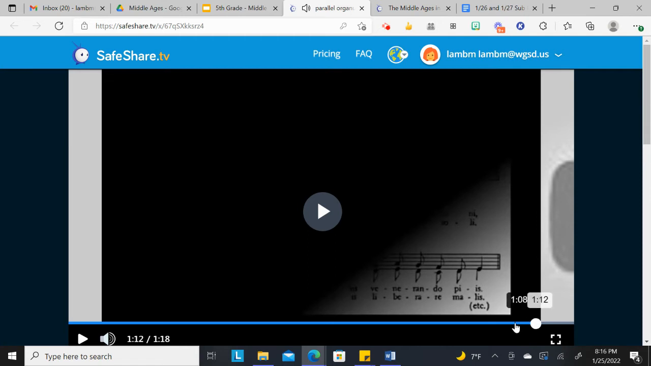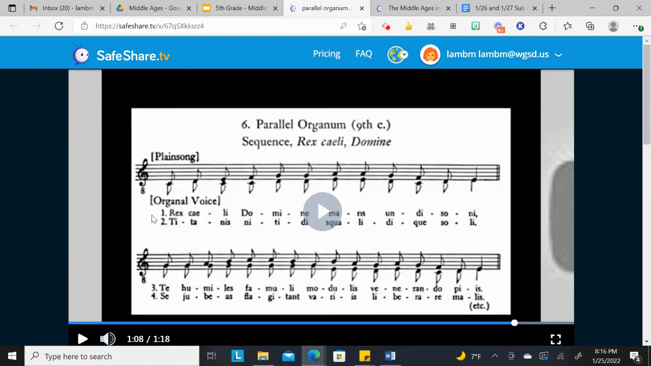All right, and I'm going to back it up just so we can see that screen again. So as you can see, when the second voice comes in here, they're both moving up the staff together. So they move up here, they stay the same, and then they both move up. So they're moving in parallel motion, and that's why we call that parallel organum.